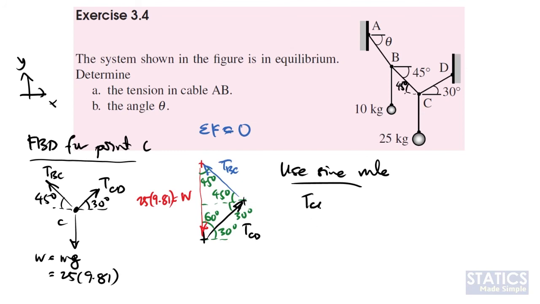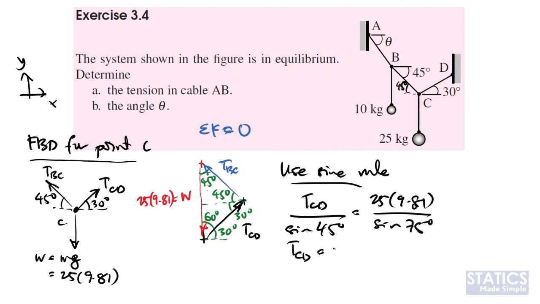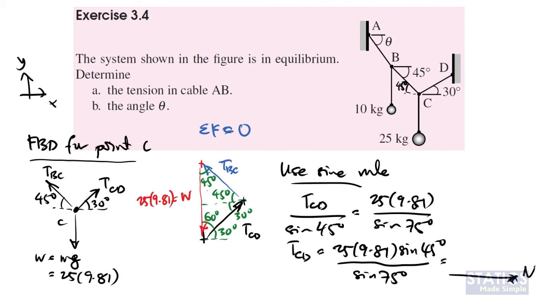Okay, so we can take TCD over sine of the angle opposing TCD, in this case 45 degrees, equals the weight, again 25 times 9.1, over sine of the angle opposing the weight, which is 75. So TCD is equal to 25 times 9.1 times sine 55 degrees over sine 75 degrees. So you have your value of TCD. Again, this value should be the same as the value you calculated using the rectangular method.